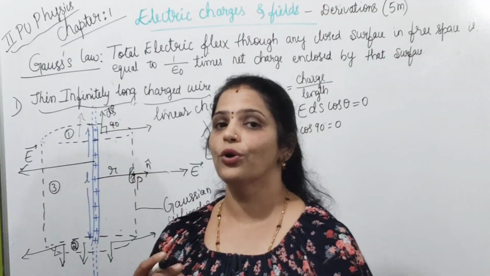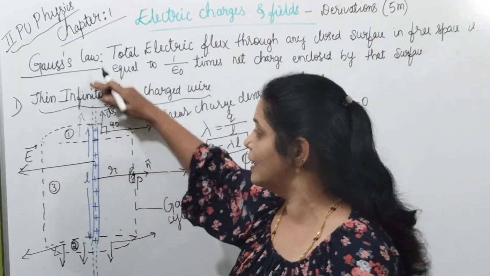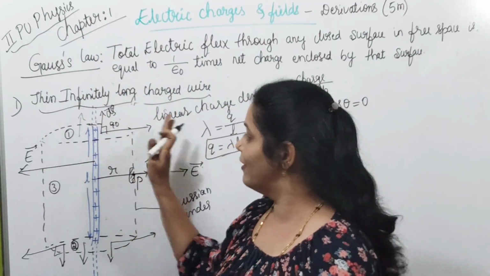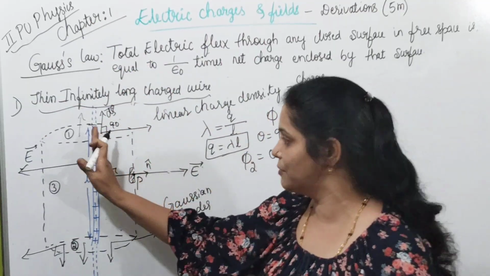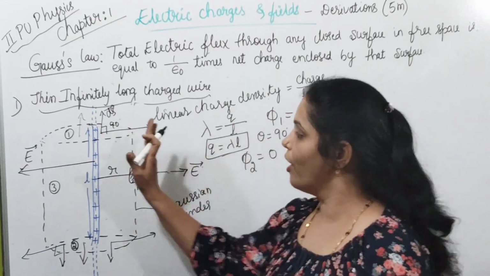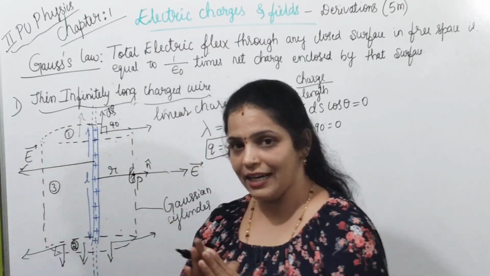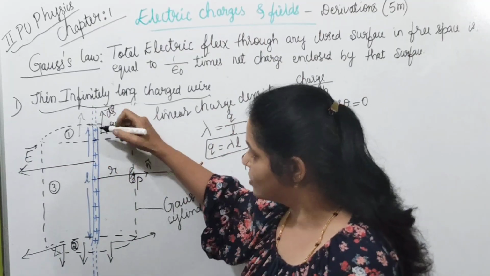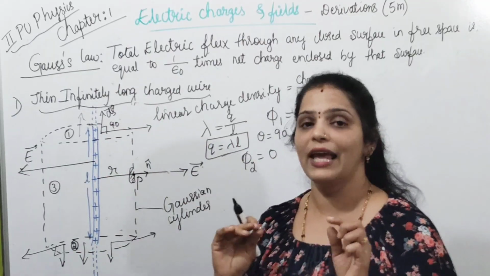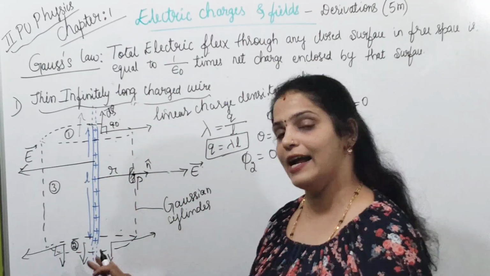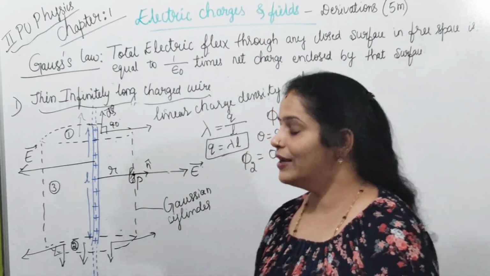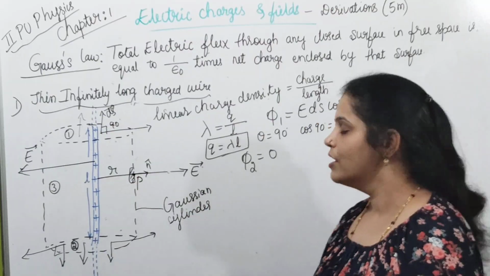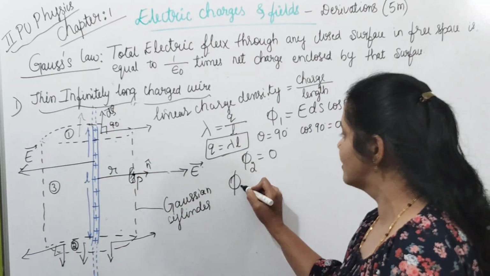What do we mean by flux? It is the total number of electric field lines passing normally through the surface. Are there any electric field lines passing in the upward direction? No. Electric field lines start from positive and end on negative, so they move radially outward. The electric field lines are parallel to these surfaces, and they are not moving upward or downward. So the electric flux through the upper and lower surfaces is 0. Now we need to calculate the electric flux through the curved surface, that is the third surface. So how do we calculate the electric flux through the third surface?